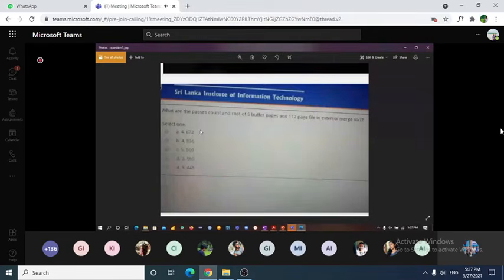So if you see this question, what are the passes count and cost of 5 buffer pages and a 112 page file in external merge sort? Now this is what I did previously. From this, what you have to understand is there are 112 pages and there are 5 buffer pages. The question is what are the passes count? So let me go and do that.